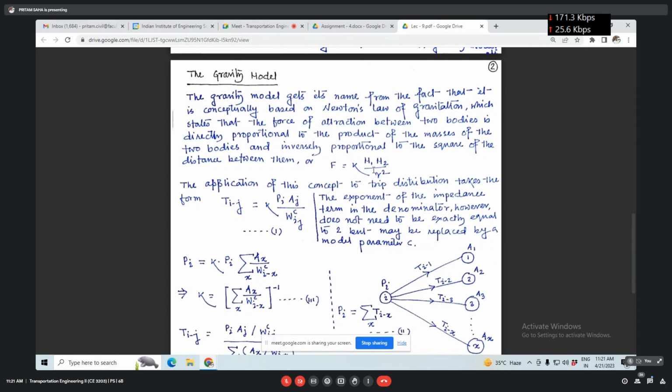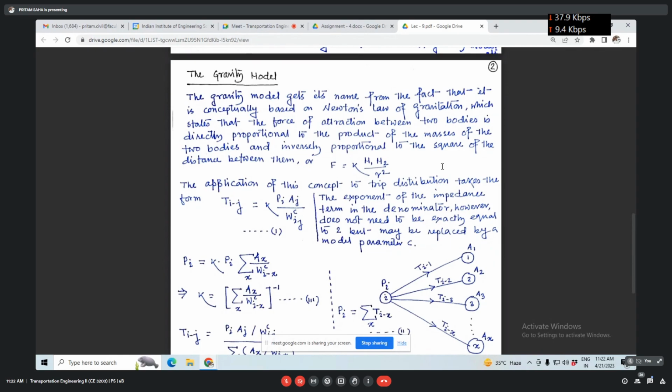Therefore, what we have done, we have expressed it in terms of Wij, which is the impedance, right? Wij is the impedance, and exponent C may be 2, maybe more, or maybe less than 2, because this exponent will depend on the socio-economic characteristics of that area. Okay, it will be different for a residential area, it will be different for commercial area, it will be different for industrial area. So C exponent will depend on the socio-economic characteristics of the area which we are considering.